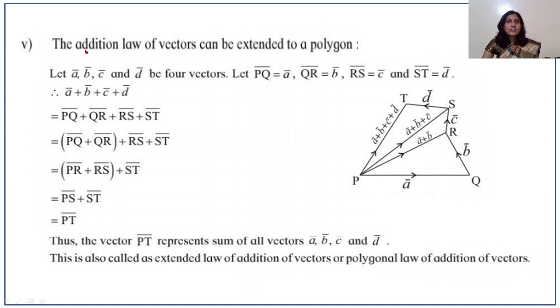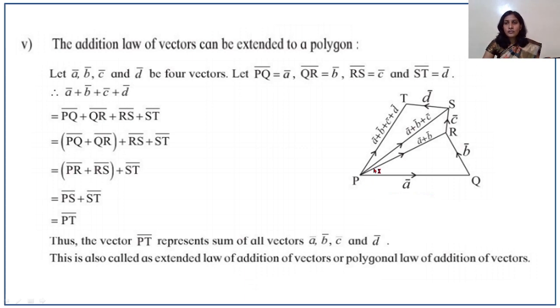Next is the extended law for the polygon. Suppose this is a polygon P, Q, R, S, T. PQ bar is equal to A bar, QR bar is equal to B bar, RS bar is equal to C bar, and ST bar is equal to D bar. Then what about PT bar? This is the polygon law, which is a very important and very easy law.